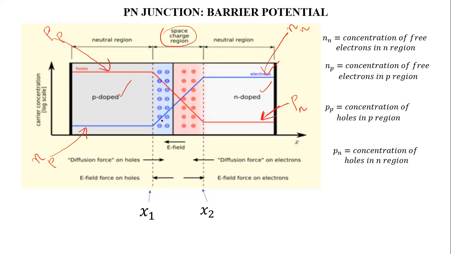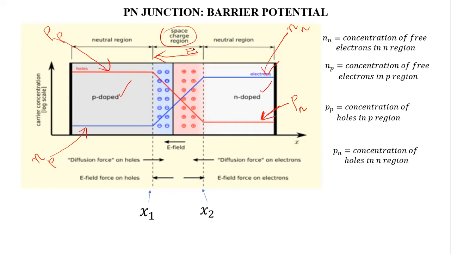We also call it a depletion layer or depletion region because this region does not have any free charge carriers now, right? And this space charge region results in an electric field in this direction because the positive ions are on the n side and negative ions are on the p side. So there is a built-in electric field here.